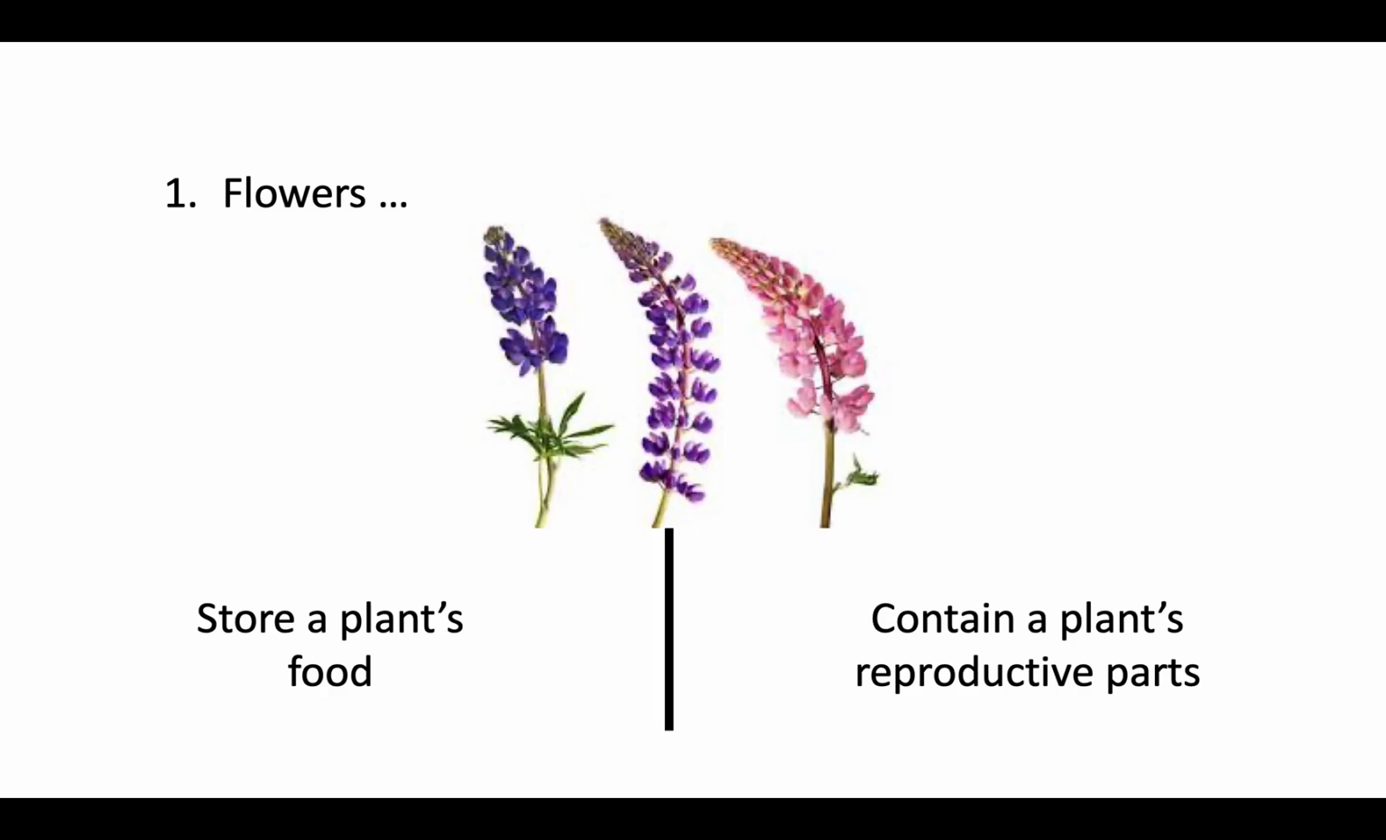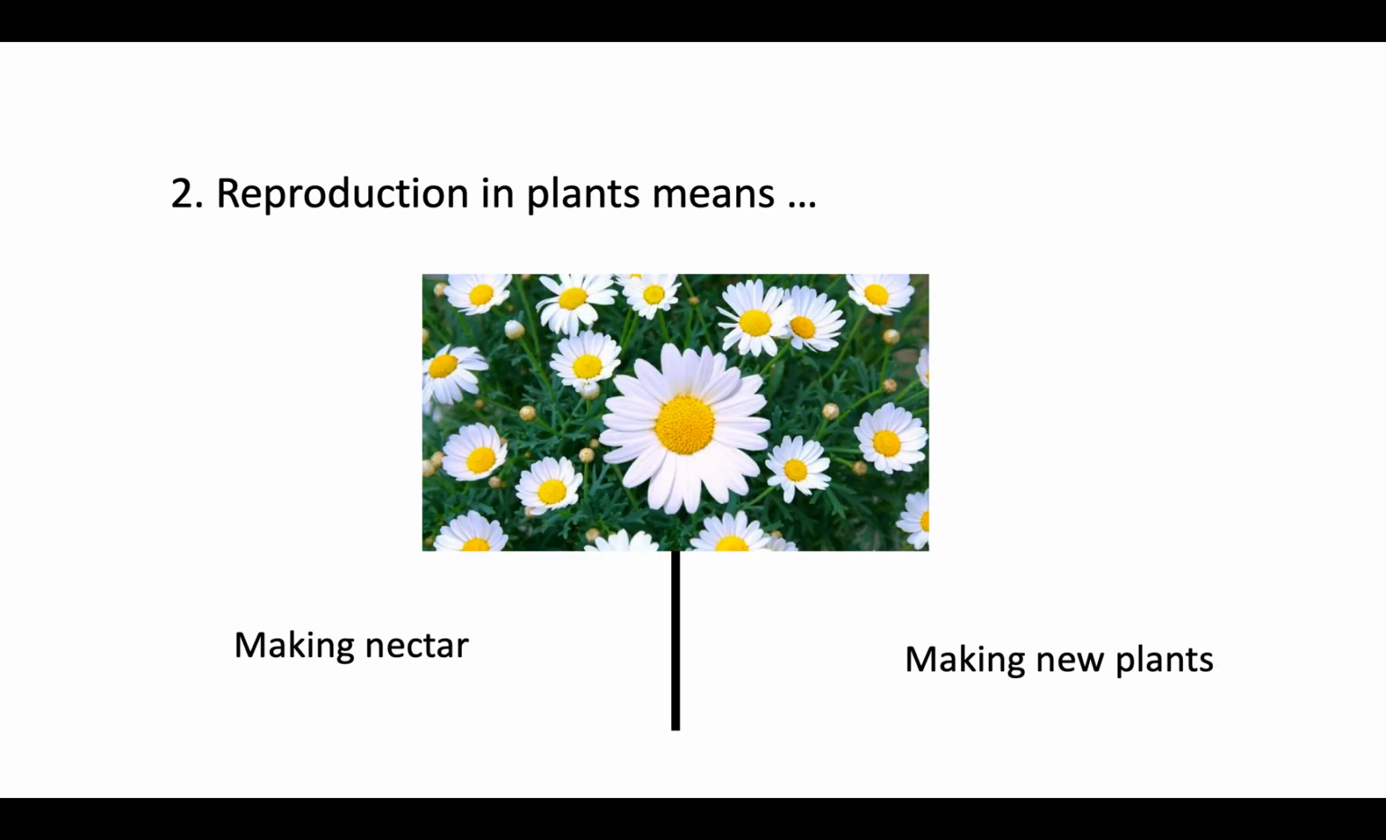Away we go. Flowers. Do they A, store a plant's food, or B, contain a plant's reproductive parts? Stamen, carpel, and all of that. Is it A, this one, or B, this one? And the answer is B.